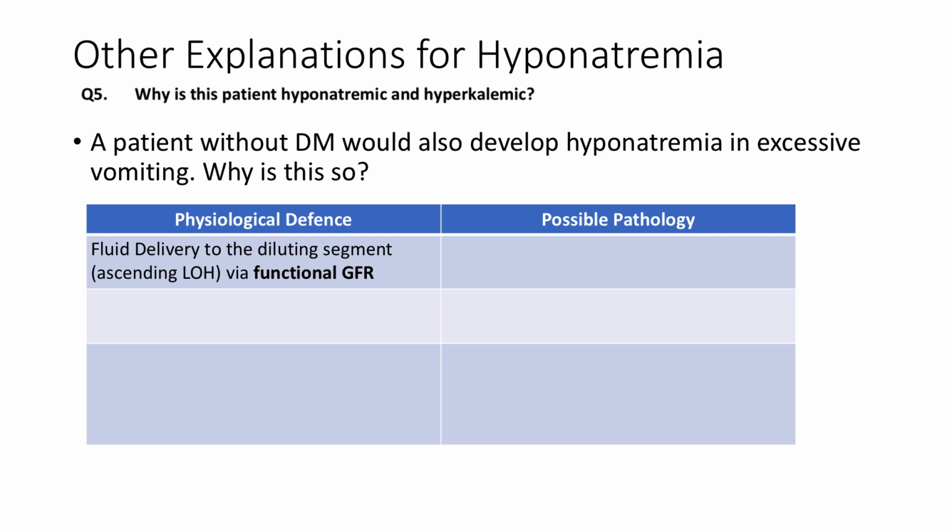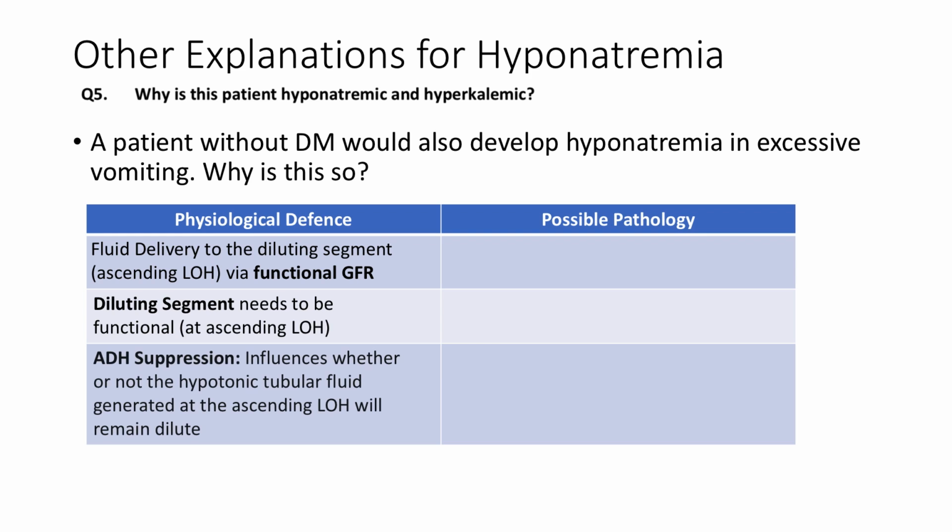The first one is that you have sufficient fluid delivery to the glomerular filtration barrier, so that water can be excreted. Second, the diluting segment in the kidney needs to be functional. Make sense? And the third is that ADH must be suppressed, because if too much ADH is secreted, I reabsorb water without reabsorbing sodium, and I can get hyponatremia. Is this clear so far?